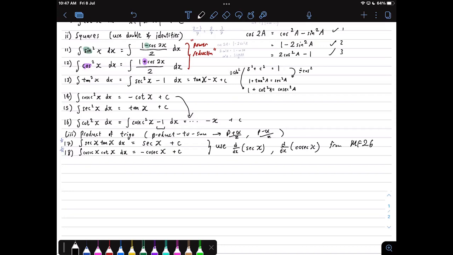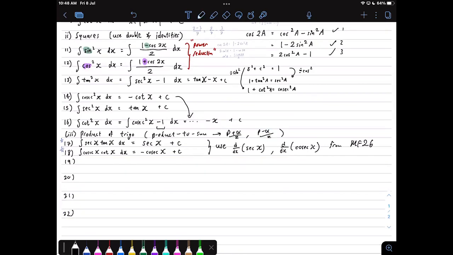Okay, that was number 18. Now moving on to number 19, 20, 21, then 22. This belongs to the same category. It's just using the product to sum formula, the P plus Q over 2, P minus Q over 2. I'll just list it down for you. I probably need more space for this.